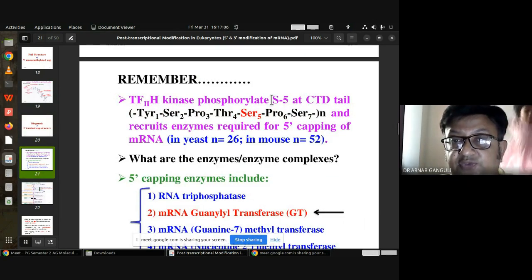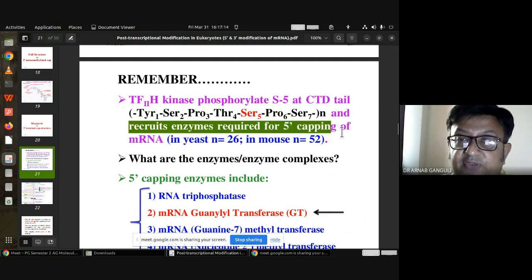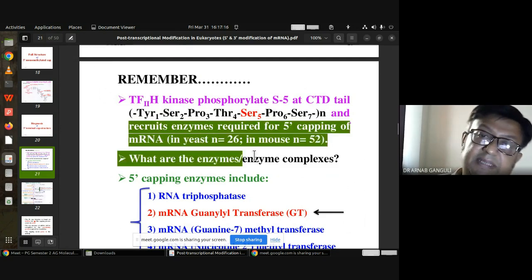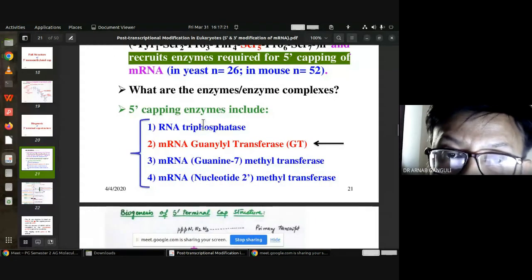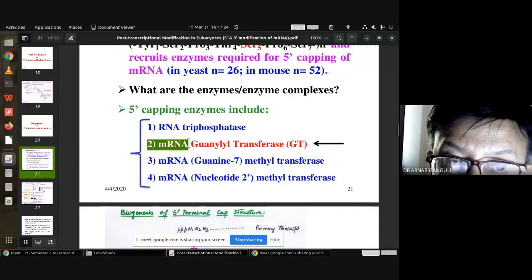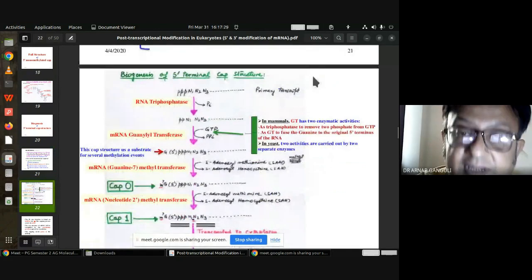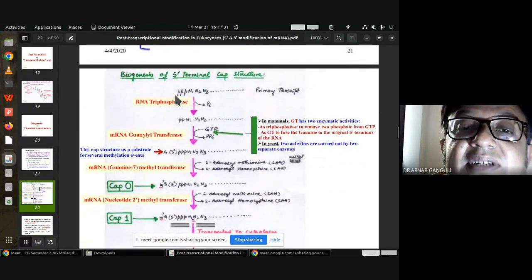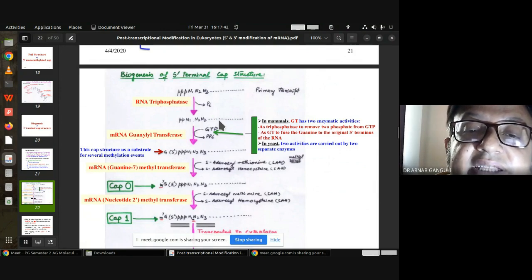TFIIH kinase phosphorylates the 5th serine at the CTD tail and recruits enzymes required for 5' capping of messenger RNA. These are small questions which they ask. 5' capping enzymes include this particular enzyme, remember it. This is the primary transcript. Triphosphate, nucleotide 1, nucleotide 2, nucleotide 3. RNA triphosphatase: Pi is removed and PP. N1, N2, N3 is there.